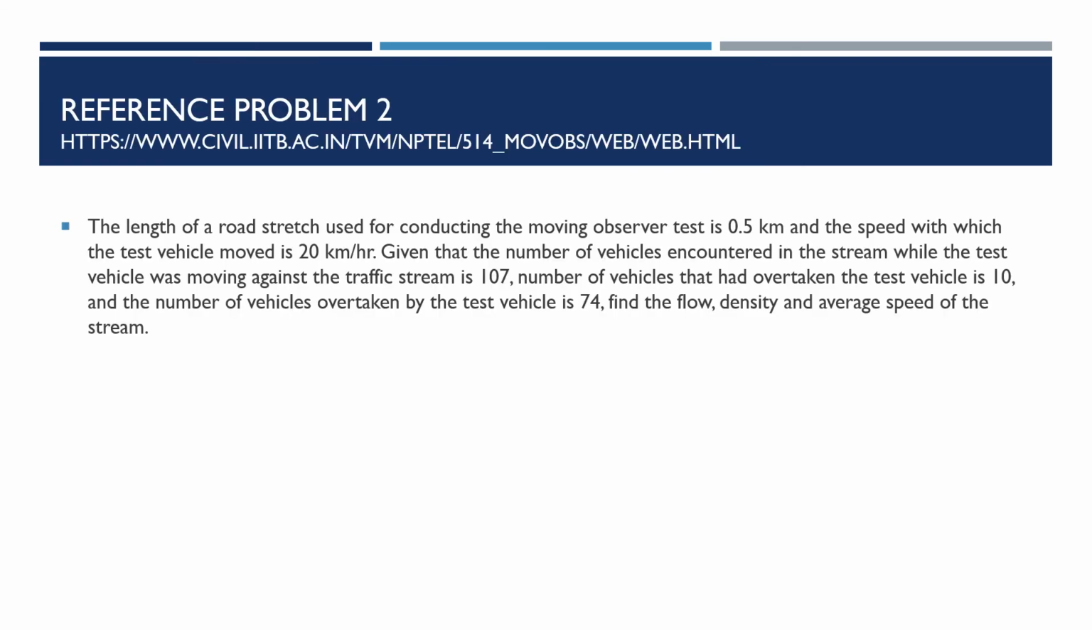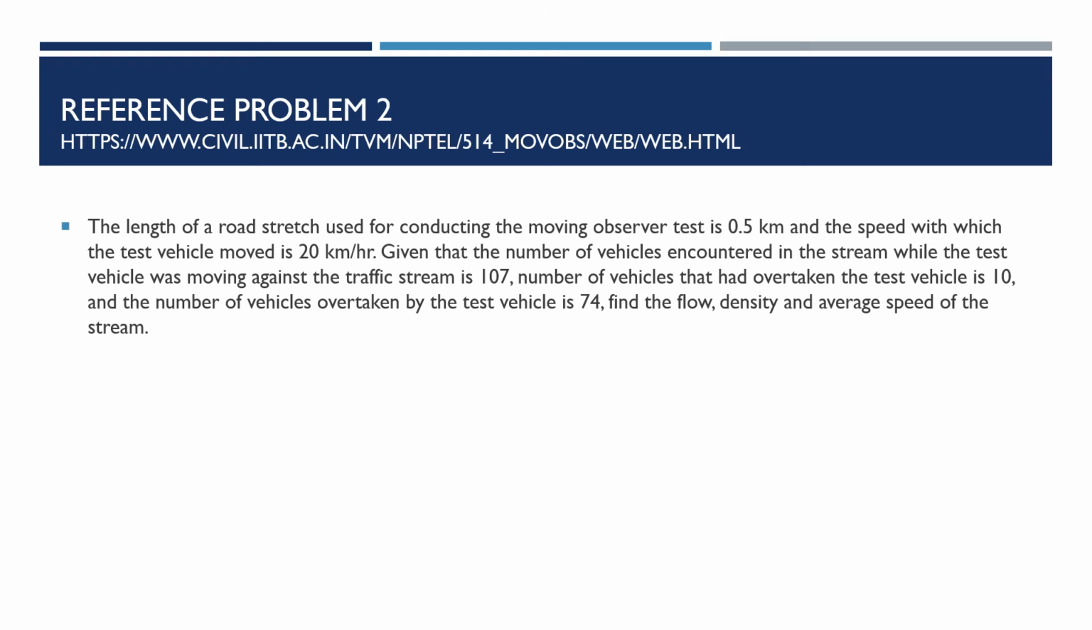The last problem was more of a straightforward application of data and to calculate volume and running speed and journey speed of a stream along each direction. Probably we may have to just worry about how do we substitute the data into the equation. That was the only thing which was looked at in the previous problem. Whereas this second problem stated here is talking about how do we calculate the stream variables from a moving car method. So let's read the problem.